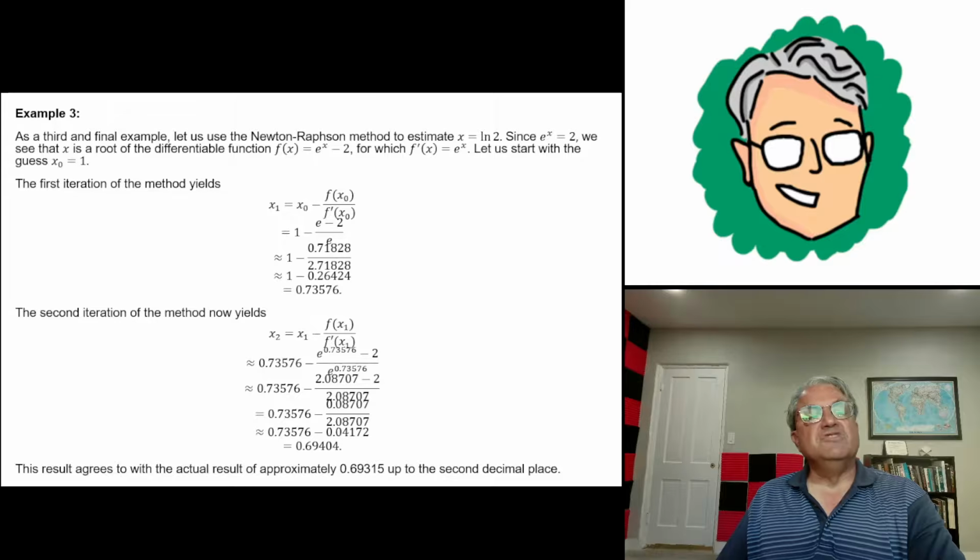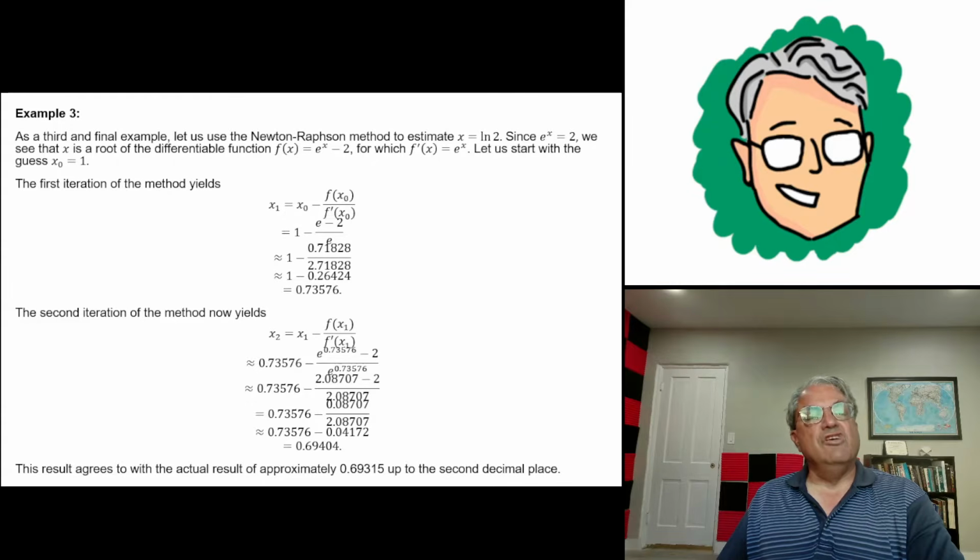So let's do it one more time. If we apply a second iteration, I'm not going to go through all the steps, just do the same thing. You'll notice that the numerator of the fraction is now getting pretty small. The previous iteration was pretty big, 0.71828. This time it's 0.08707. And when we simplify everything, we get 0.69404. Well, that's not a bad estimate.